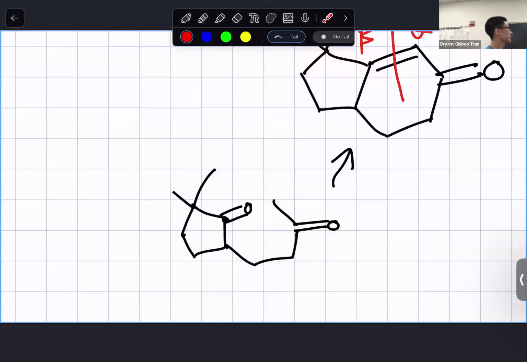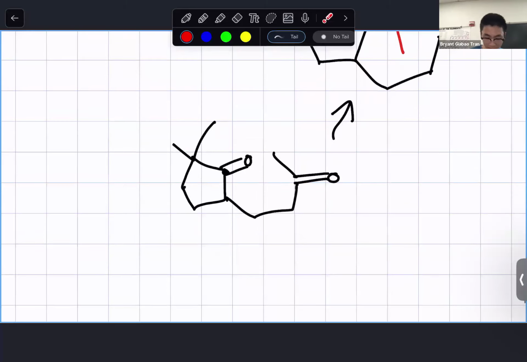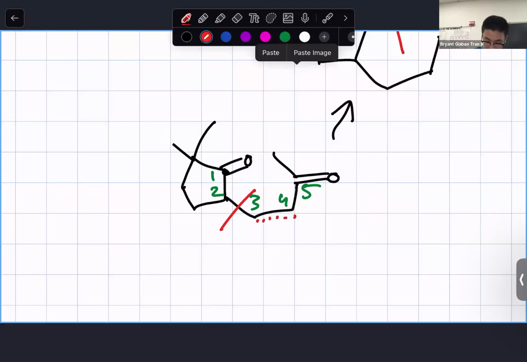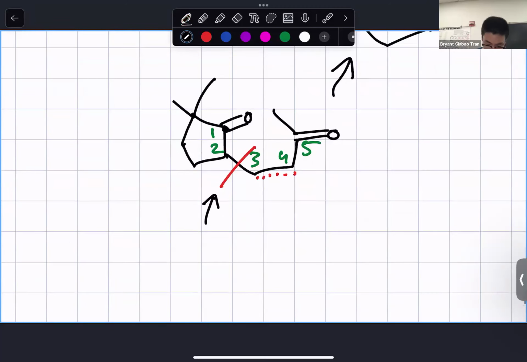And which bond are you going to disconnect to find your enolate nucleophile and your enone electrophile? Which bond are you disconnecting here? Let me make it easier by saying 1, 2, 3, 4, 5. Between what atoms are you going to cut the bond? Yeah, 2 and 3. That's the bond we're looking for. This part is going to be the enone, and that left side is the enolate.